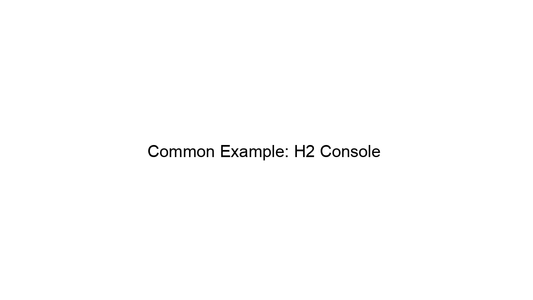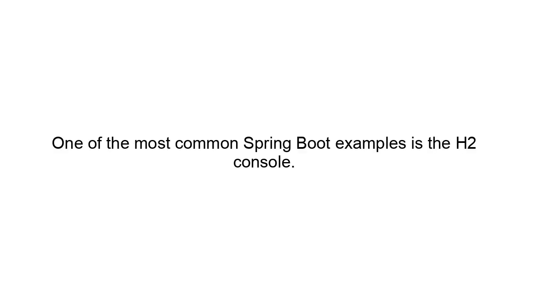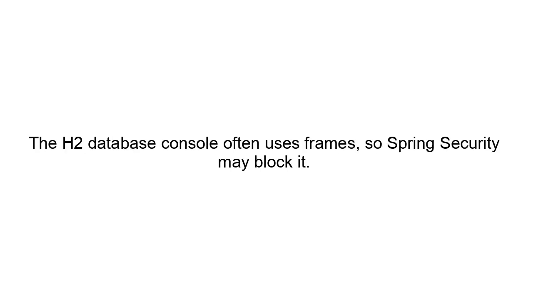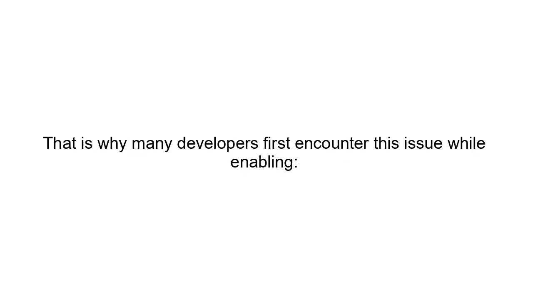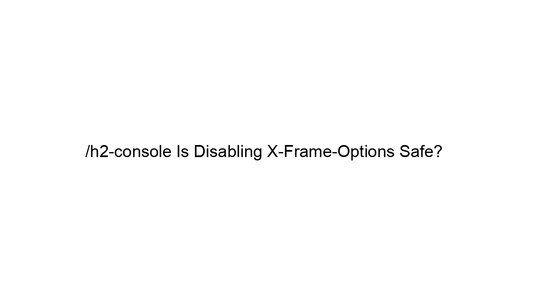Common example: H2 console. One of the most common Spring Boot examples is the H2 console. The H2 database console often uses frames, so Spring Security may block it. Example concept: H2 console loads, means browser sees X-Frame-Options restriction, means console fails to display properly. That is why many developers first encounter this issue while enabling the H2 console.